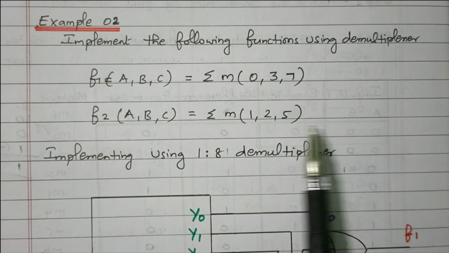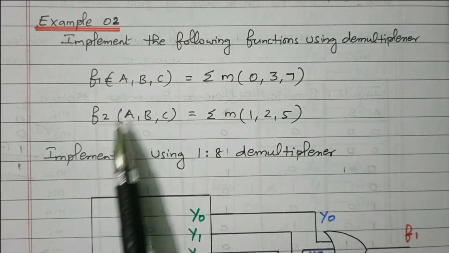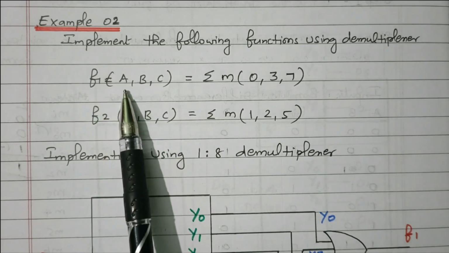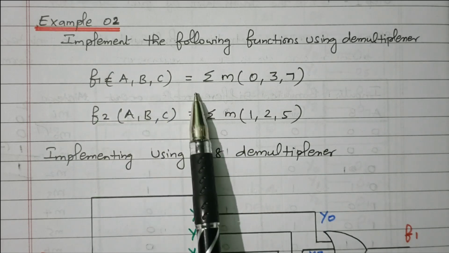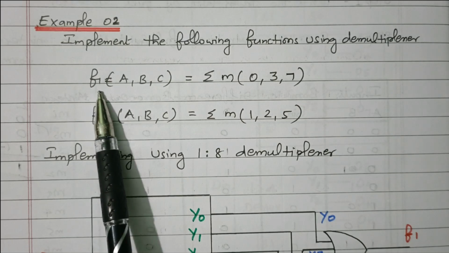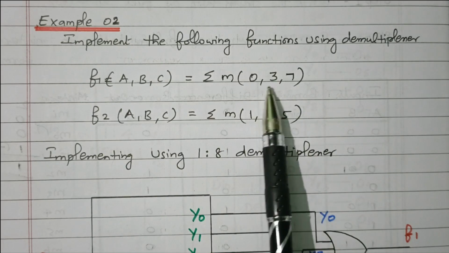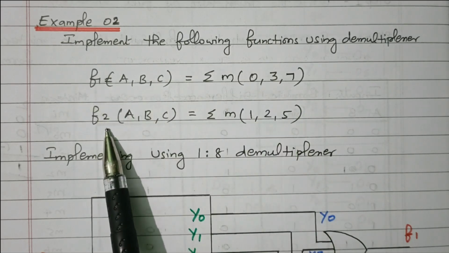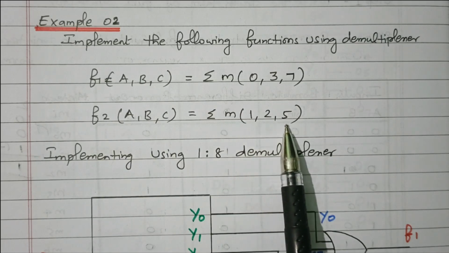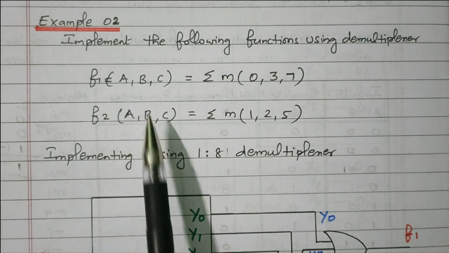Now we'll go to the topic. Implementation of Boolean function using the demultiplexer. Here two functions are given, f1 and f2, with three variables. The inputs are the three variables a, b, c. They are given as sum of min terms. The function f1 has the min terms 0, 3, 7. Only these three min terms are given for function f1. Similarly, function f2 is a sum of min terms 1, 2 and 5. These two functions we need to implement with the demultiplexer.